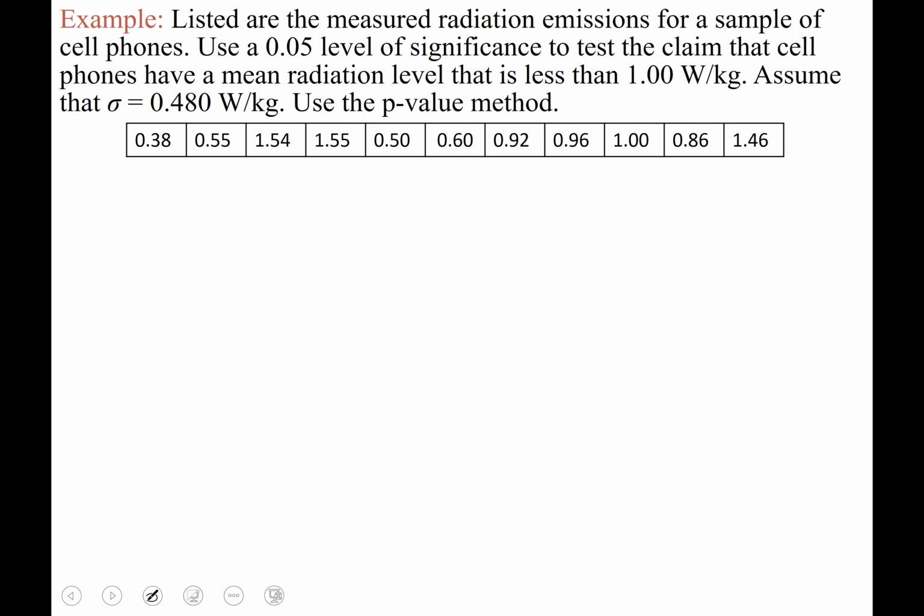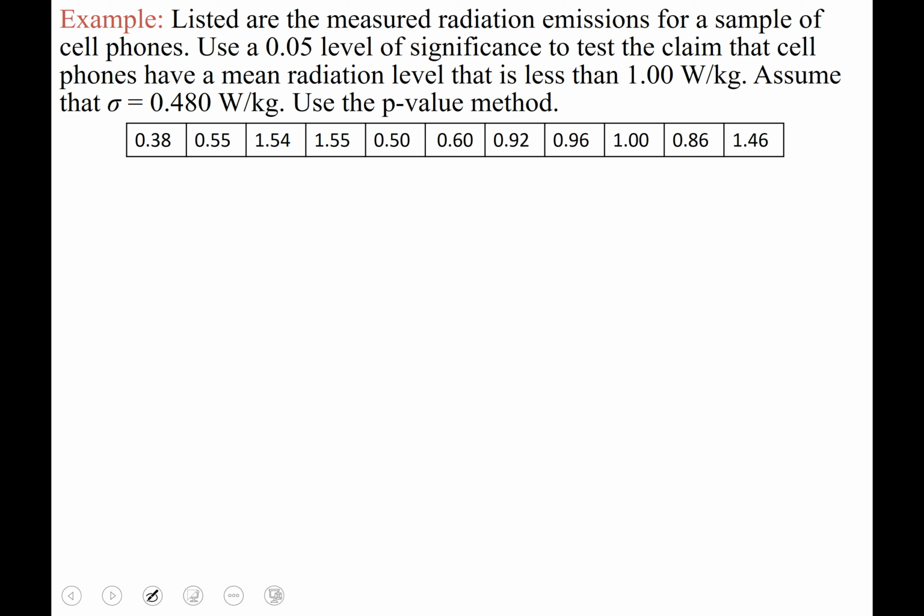Okay, next example. It looks very similar, but I did switch it up. Listed are the measured radiation emissions for a sample of cell phones. Use a 0.05 level of significance to test the claim that cell phones have a mean radiation less than 1 watt per kilogram. So all of that was the same, and here's where I made the adjustments. Assume that sigma equals 0.480 watts per kilogram, and use the p-value method this time.